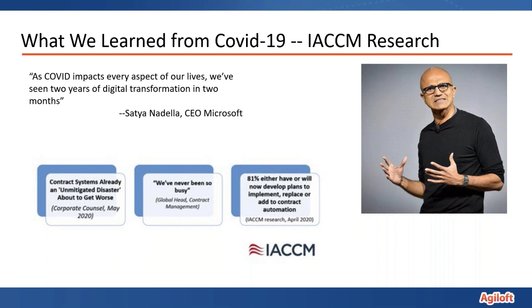And why now? That last comment before we move on. 81% of the respondents to our research back in April either have or will now develop plans to implement, replace, or add to their contract automation capability. So many folks don't have it today, but a large proportion of our membership are moving forward, recognizing the benefits of enhanced automation.